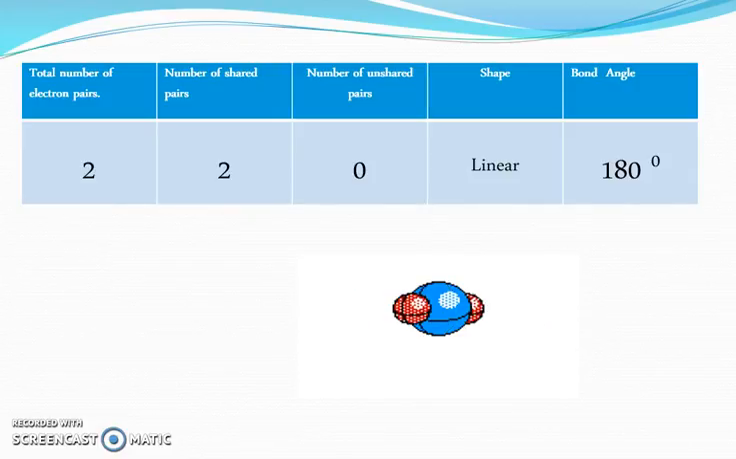So our first one, if we have two electron pairs, the number of shared pairs is 2. The number of unshared pairs is 0, and this will give us a linear shape. If you notice, we have the 2 outsides and the 1 central atom, and the bond angles are 180 degrees.